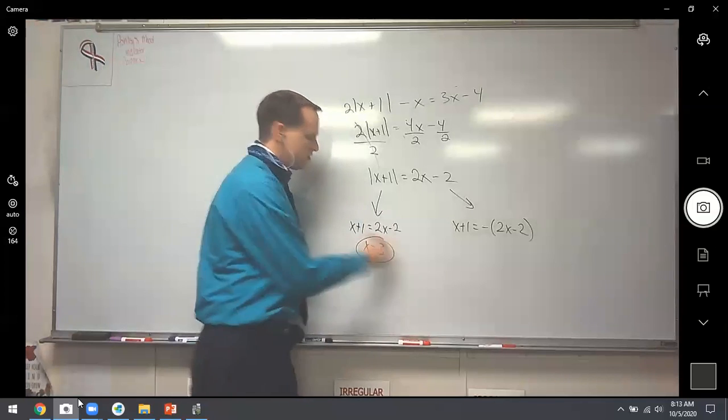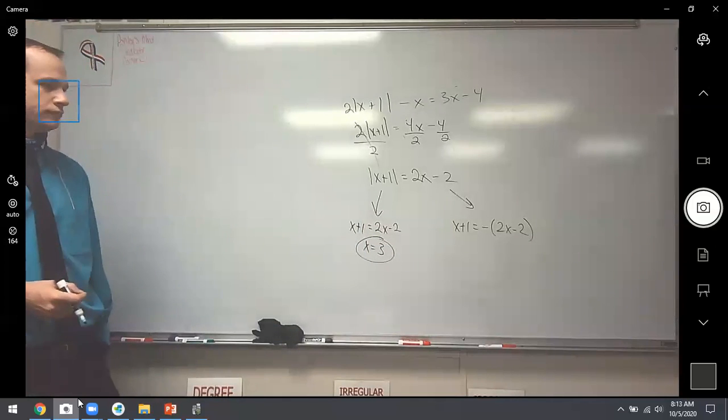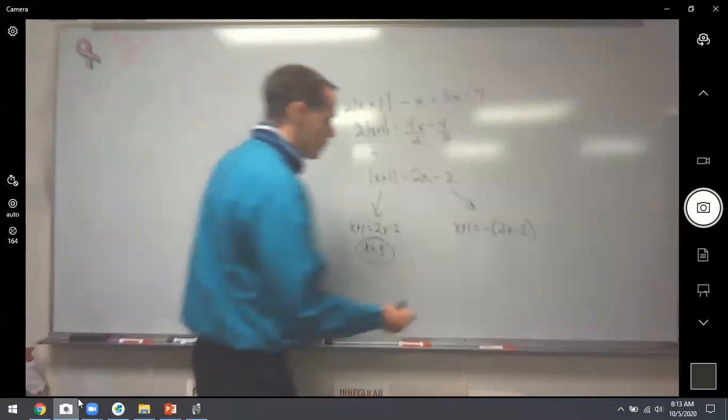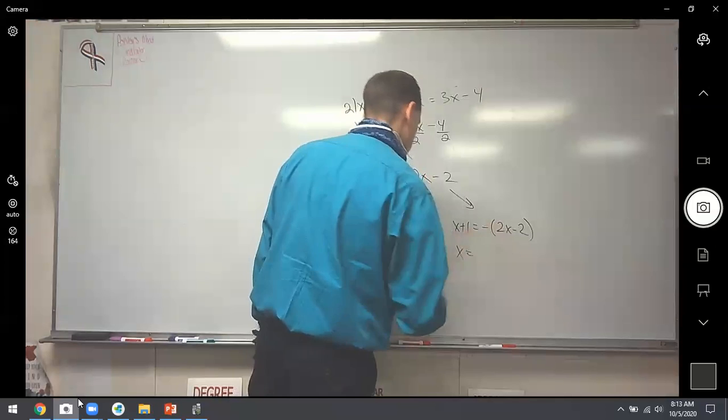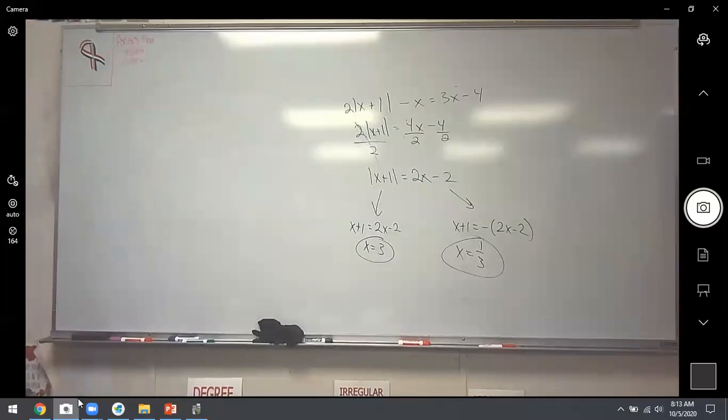I won't bore you with the details, but if you solve this one, you get x is 3. Over here, if you solve this one, you get x is 1/3. You would distribute that negative in first. I did a bunch of steps in my head. Please actually do the steps, but I don't want to sit here and go over the same things we did last lessons, just moving things around, stuff like that. So I think you get that. Yeah, 3x. Yeah, x is 1/3.